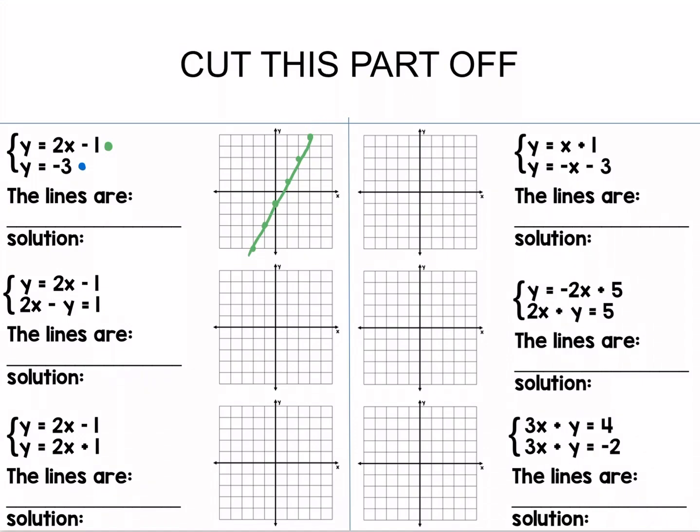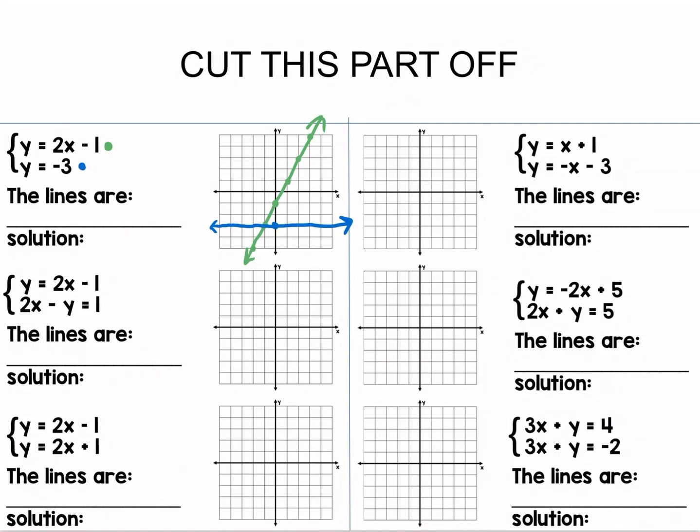It is important for these that you cover the whole graph, because if you don't, you may miss where the lines intersect. So please make sure you're paying attention. And then we have y is equal to negative 3. Negative 3 is right here, and that is going to be a horizontal line.